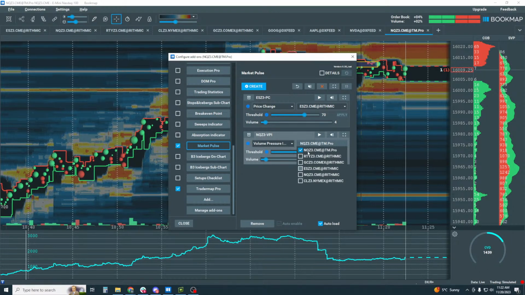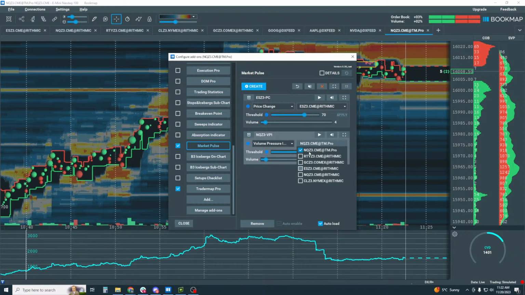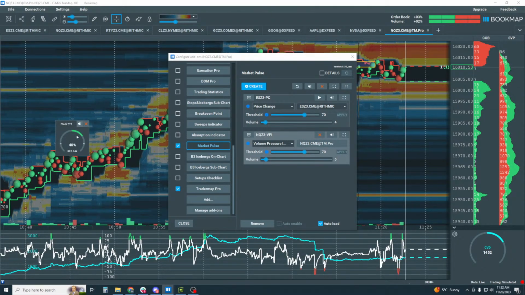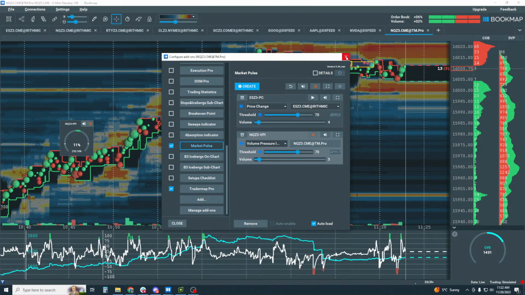So basically, let me put it this way. You can see it's indicators working off of other indicators or other filters. That's how it's working. This is really powerful. It's amazing. All right, let's click play. And now we want to see the volume pressure in here, and looking for a move to the upside here.